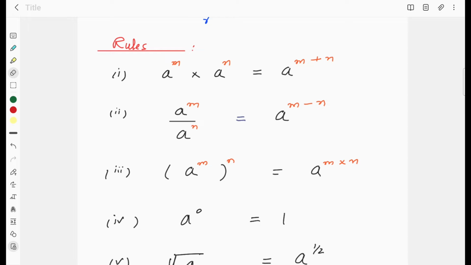Rule number 1, if bases are same, if I'm multiplying a raised to the power m by a raised to the power n, you can see base a is same in both the case. Then in multiplication, powers get add up.